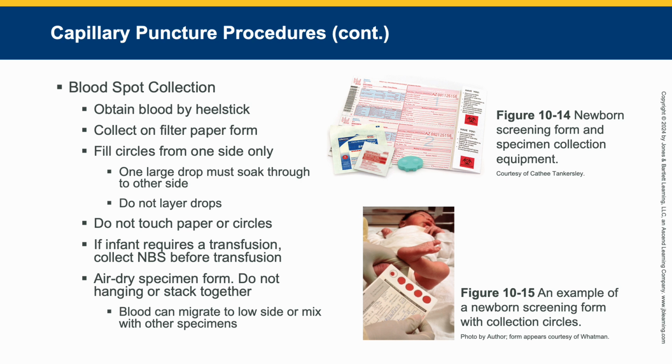But each circle needs to be completely filled with one large free-flowing drop for each circle applied to the side of the filter paper. You don't touch the filter paper to the surface of their heel. The drop should soak through the circle and completely fill the other side. You continue until the circles are all filled. Any unfilled or incompletely filled circles will have the inability to do all the exact tests on that particular circle. So take great care to fill the circles. You only do one side and one drop per circle.